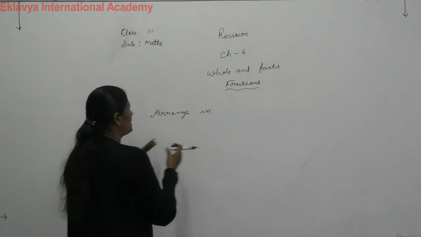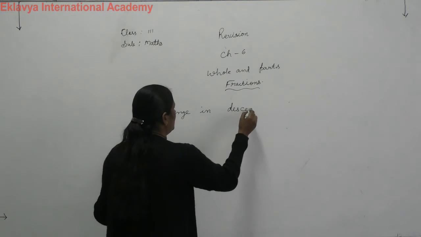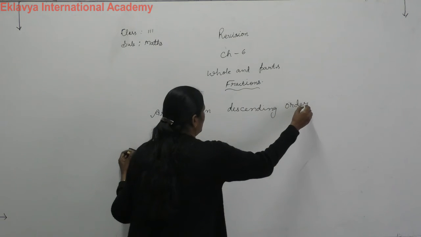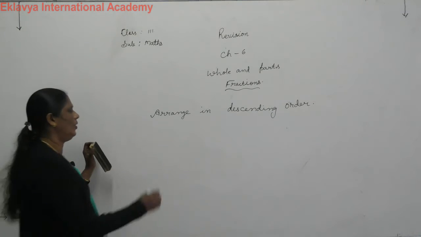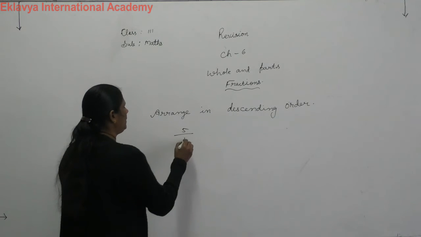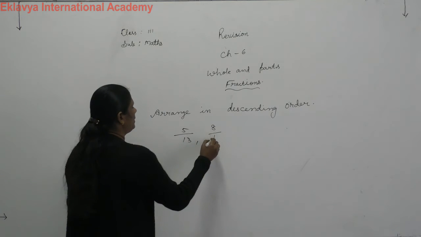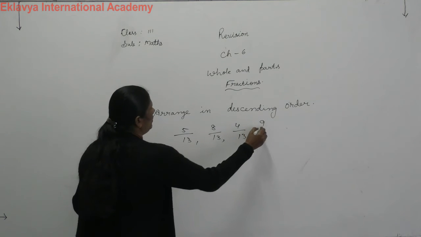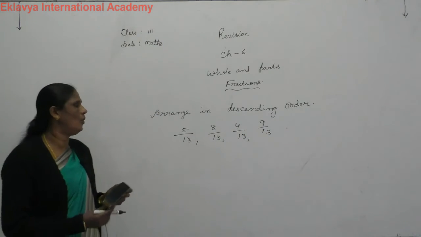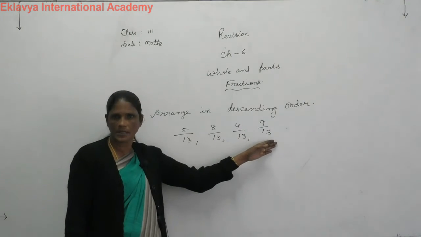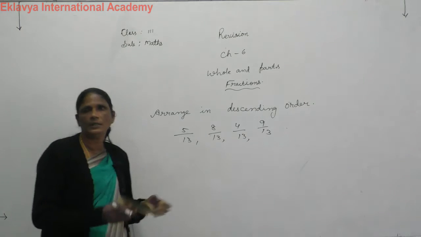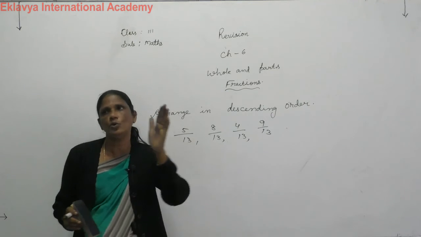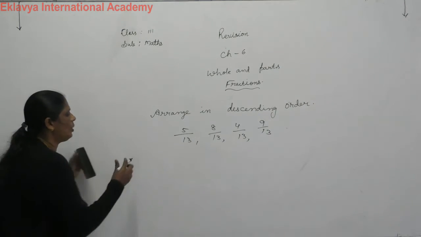Then next, arrange in descending order: 5 by 13, 8 by 13, 4 by 13 and 9 by 13. First you look, all the denominators are same, like fractions. Then arrange in descending order. Descending means bigger to smaller.